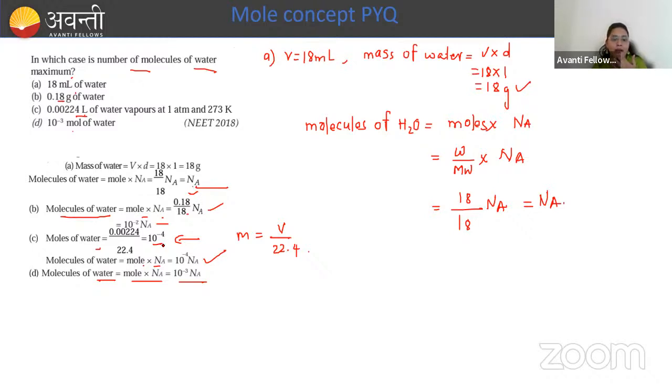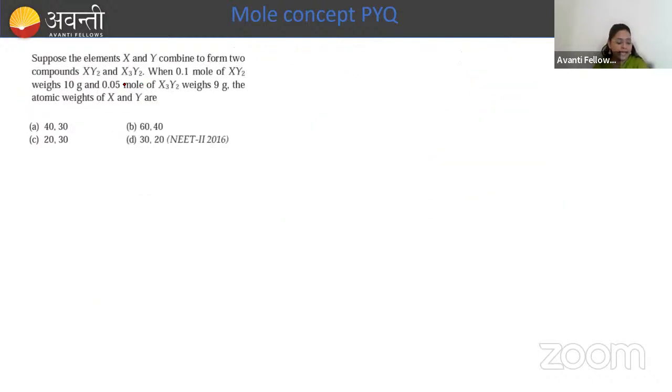Here it is Na, here 10 raised to minus 4 Na, and here 10 raised to minus 2 Na. So what will be the correct answer here? Options A, B, C, D. Which one has the maximum number? It is here. So that's why our answer will be option A.